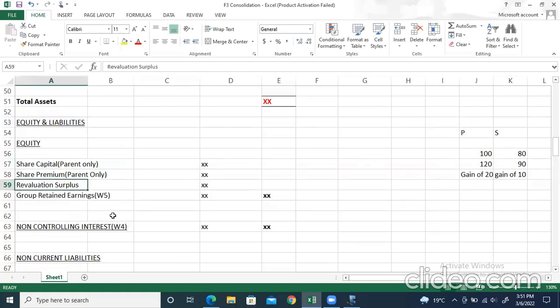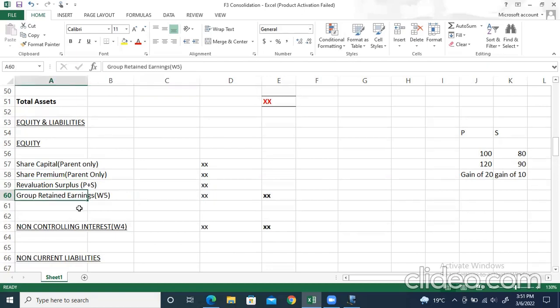Now the third thing, you can see revaluation surplus. This will be given to you. This is most probably parent plus subsidiary. It's not written over here, let me write it. So this is parent plus subsidiary. This will be given to you in a question. This is not very much important.